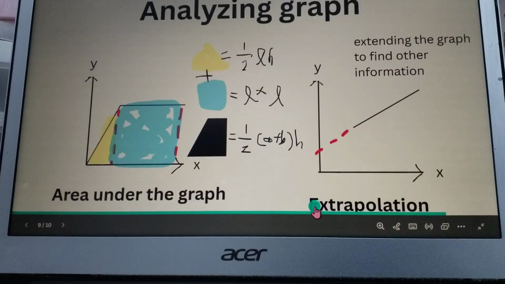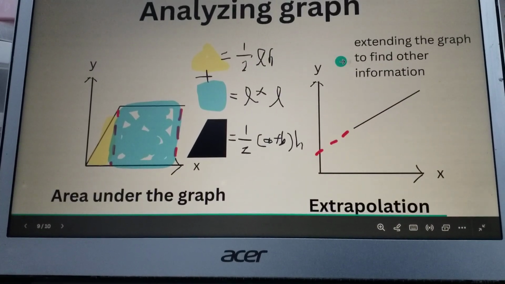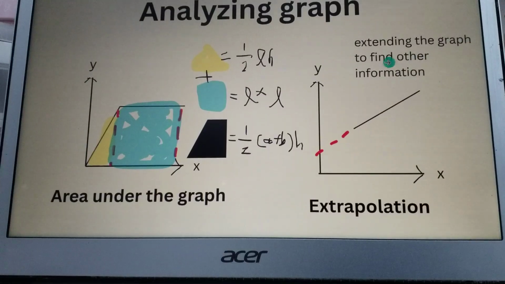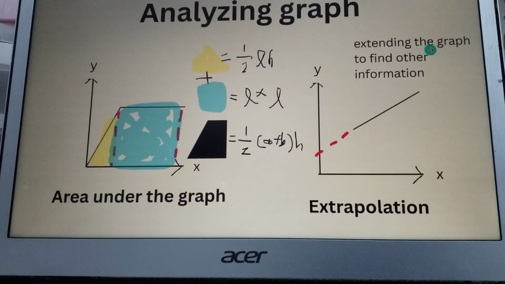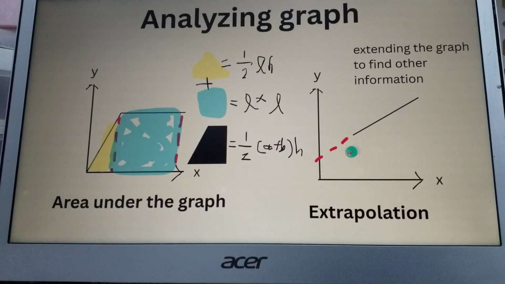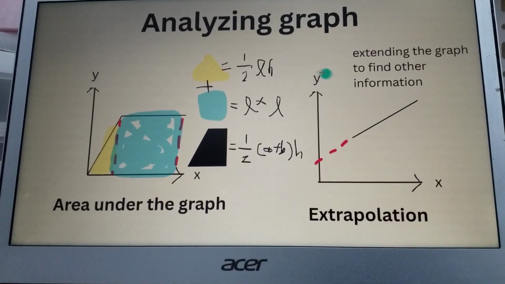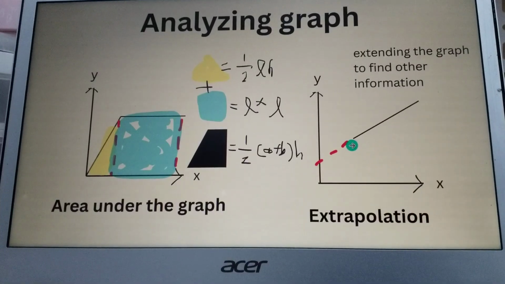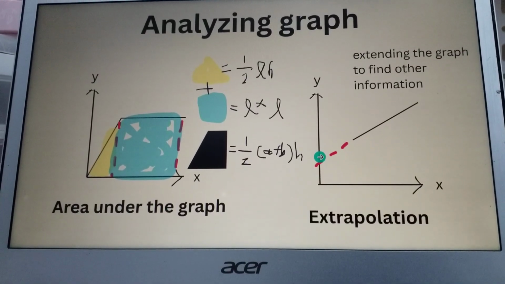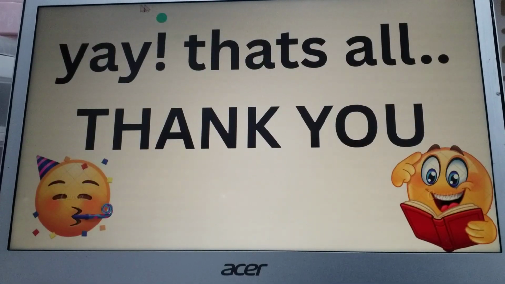Okay, and lastly, extrapolation. Extrapolation is to find other information by extending the graph. So let's say the graph is like this, and it's not connected to any of the axes. So let's say we need to find the y-axis. So we will extrapolate until it touches the y-axis. Then we can find the y-intercept. And that is all for chapter 1.